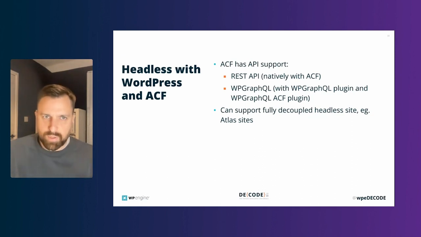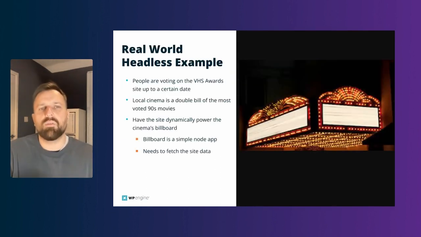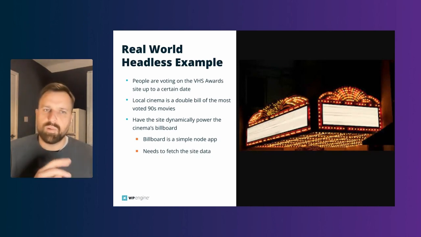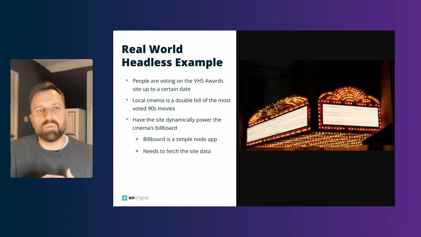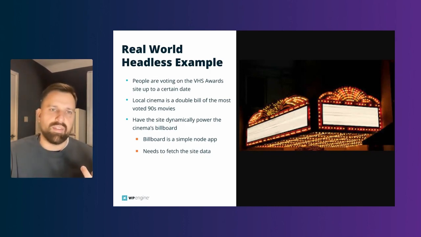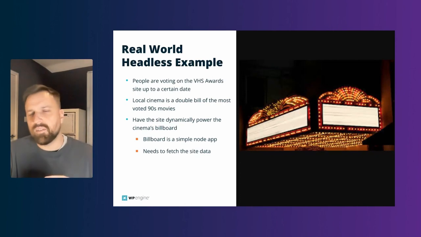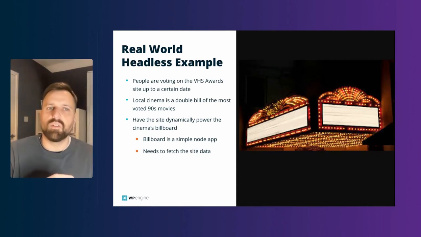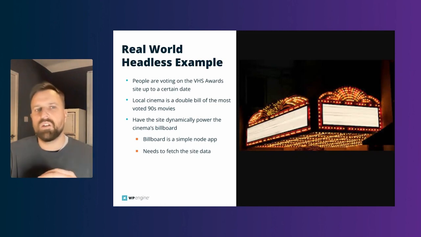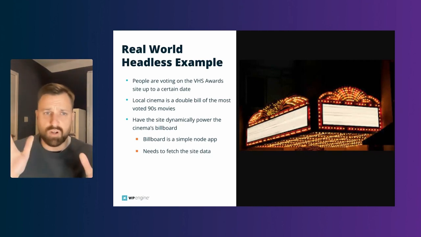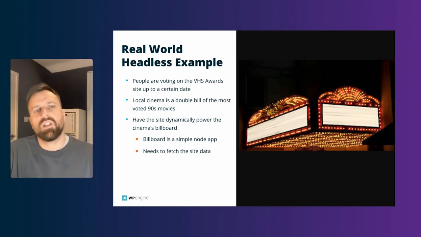But let's talk about a real-world example of how you would take the data that's in our VHS WordPress site and use it in a decoupled way. So, for example, hear me out. People are basically voting on the VHS award site, and I think we put an arbitrary date. They've got to vote till the end of this certain date, and we'll see what's the most popular. We've got our local cinema, and it's doing a double bill of the most voted 90s movies. At the cinema they've got their billboard, and it's online, connected to the web, and we can dynamically power what is showing on that billboard.